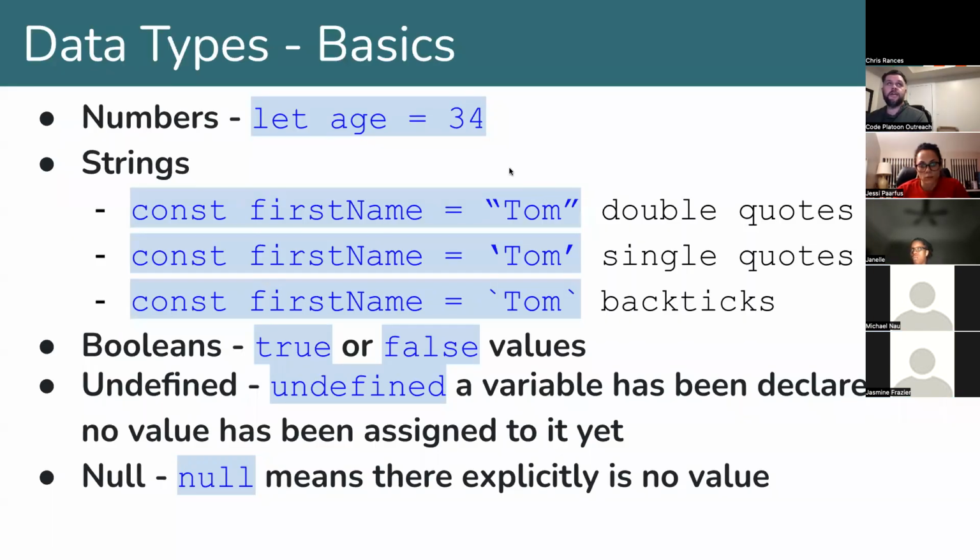All right, so data types, the basics. Numbers: let age equal 34. Strings: const first name Tom. Double quotes, single quotes, we've talked about this, the exact same thing. You can also use backticks. This is used for inline string concatenation or interpolation. I'll show you exactly what I mean by that once we go back to the REPL.